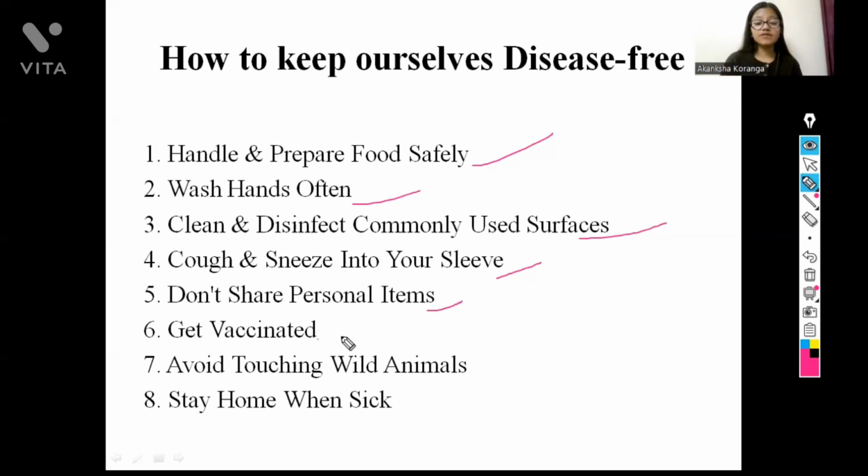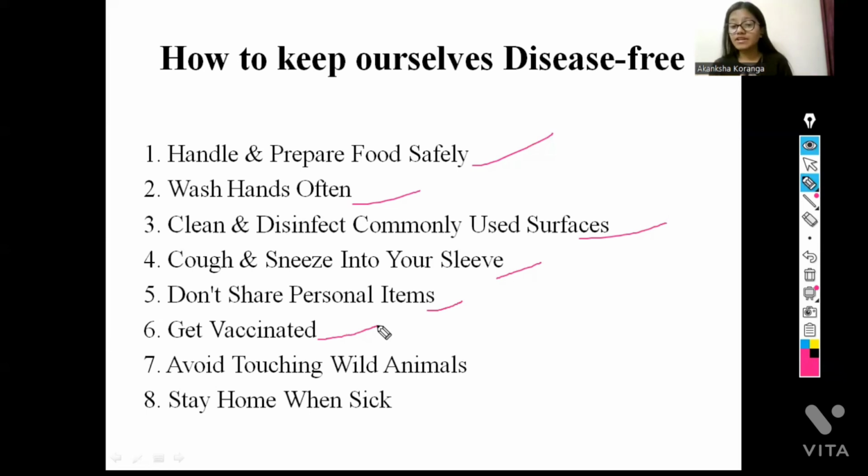And the sixth point is getting vaccinated. This is also very important. Why should we get vaccinated? Because when we get vaccinated, these vaccines build immunity in our body to fight a certain disease, right? Like in the time of COVID, as it is going on right now, we all got vaccinated, right? We took Covishield, Covaxin. Why did we take it? So that our body can build immunity to fight this COVID, right? So this is also an important point.